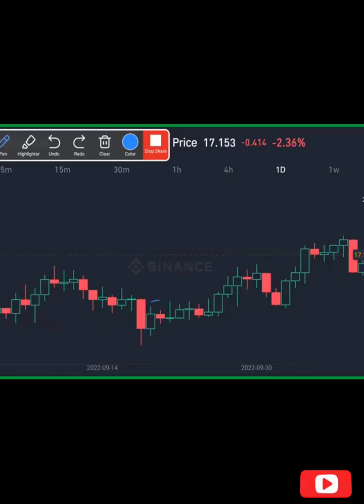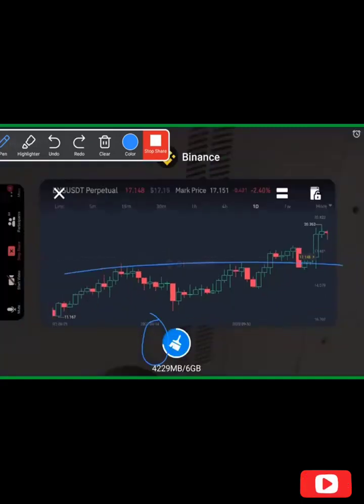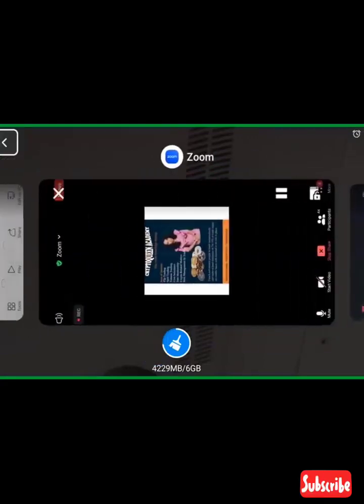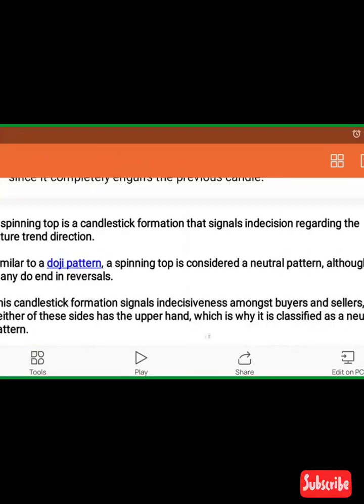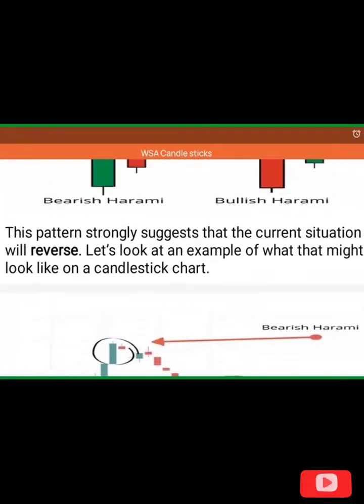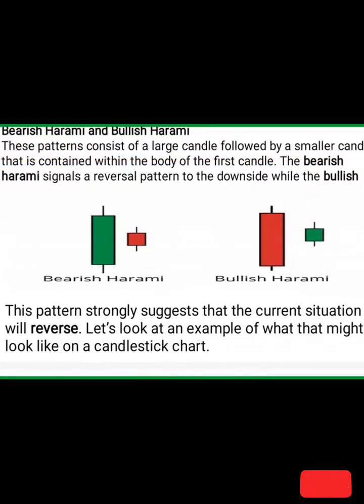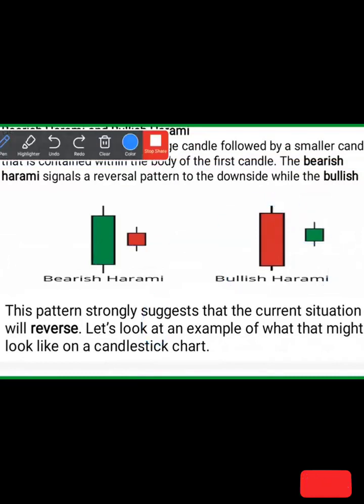Tell me what you studied this week, then we can answer these questions for next class. So there's no way they can answer. This is a bullish Harami candle. Sorry, let me show you. Can you see? Harami candle.